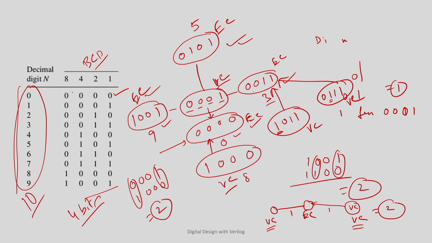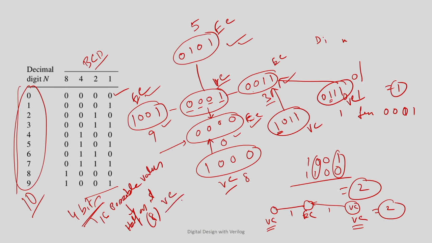See, if I use these 10 values here. If there are 4 bits, there are 16 possible values you can represent. Out of these 16 possible values, you can use half of it, which is 8. So if we use 4 bits, I can at most represent 8 valid code words, okay.